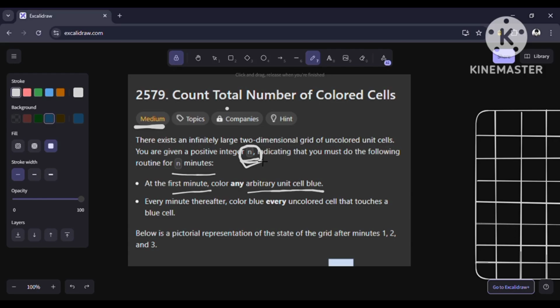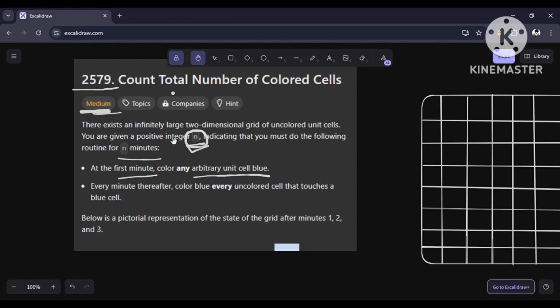So hello everyone. Today we are going to solve Leetcode problem number 2579, which is marked as medium on Leetcode. The problem is there exists an infinitely large two-dimensional grid of uncolored unit cells.